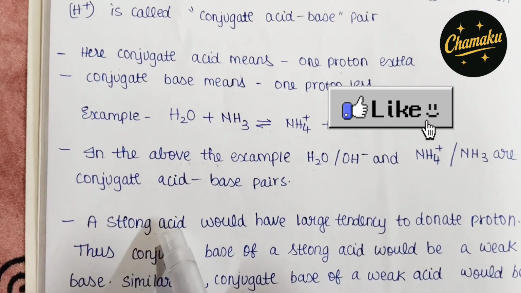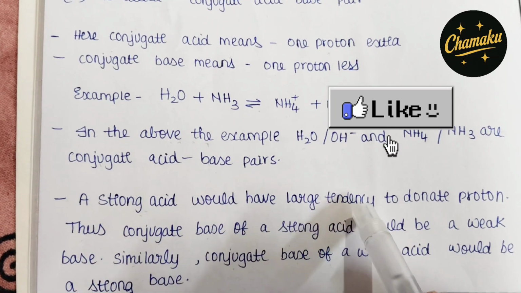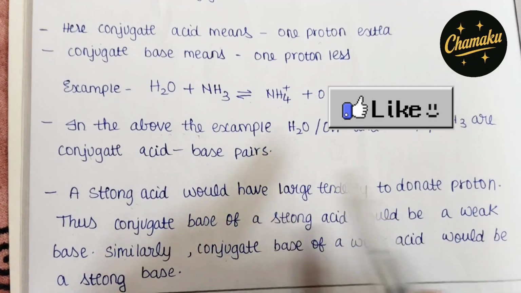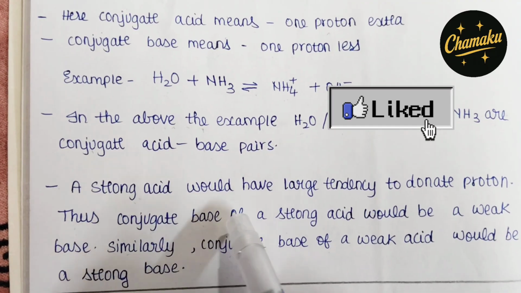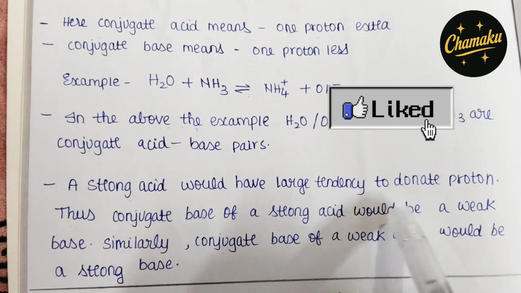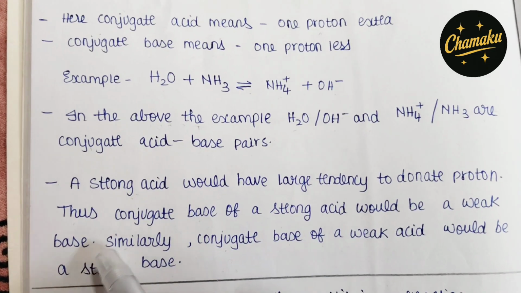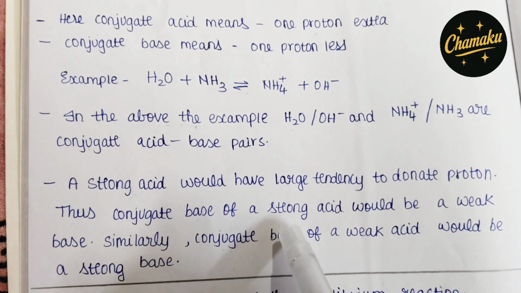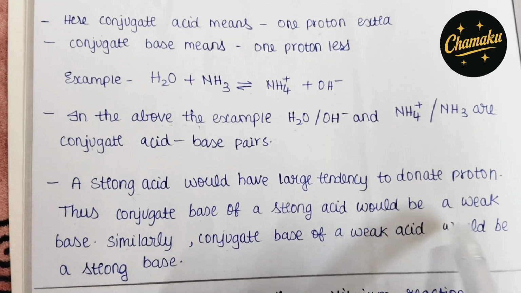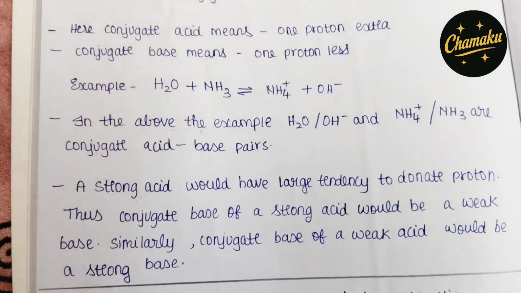A strong acid would have large tendency to donate proton. Thus, conjugate base of a strong acid would be a weak base. Similarly, conjugate base of a weak acid would be a strong base.